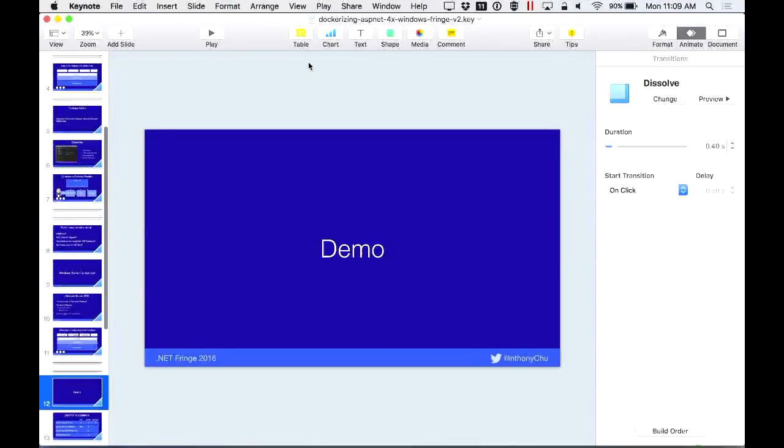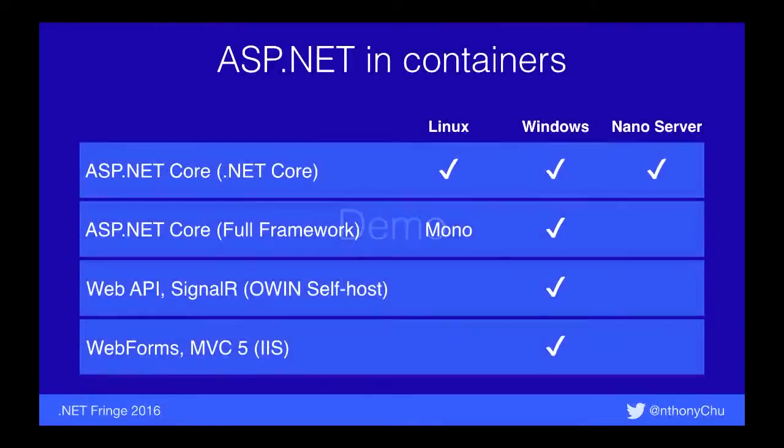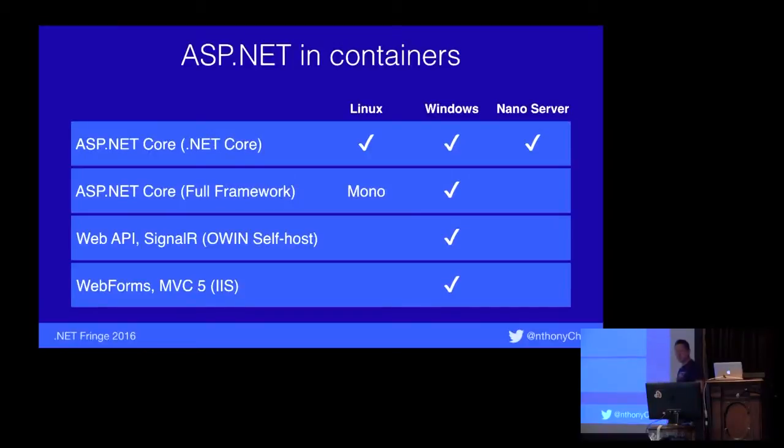All right, let's get back into the slides. So now, what are the different ways we can deploy ASP.NET to containers? The top one is the one that we hear about the most: ASP.NET Core running on .NET Core. That runs anywhere, so Linux containers, Windows containers, or even Nano Server containers. But ASP.NET Core running on the full framework, we can run that on Linux containers using Mono, which I believe is not supported. But it can run on Windows containers using the full .NET Framework.